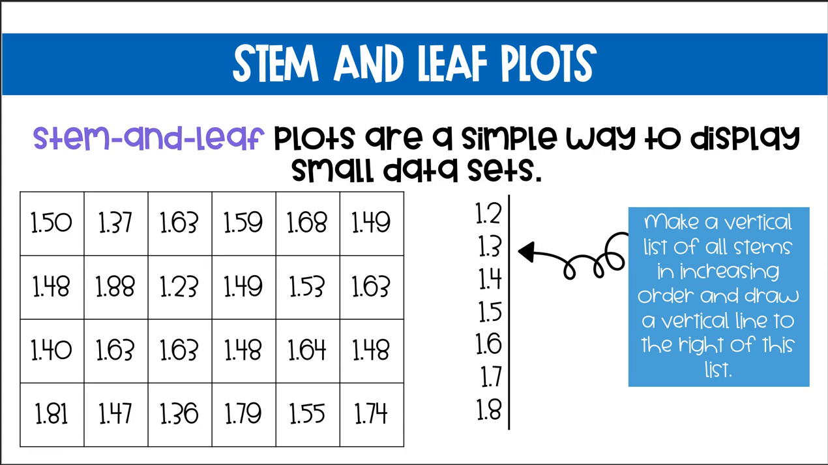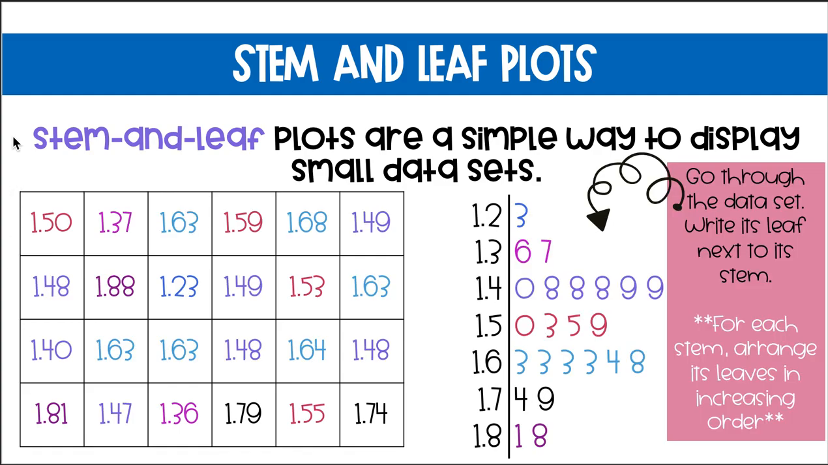And then after the line, you draw a line, and arrange in increasing order the leaves for each of your values. Let's suppose we have up to the tens. It will be our stem. And then the second decimal or the hundreds will be the leaves.